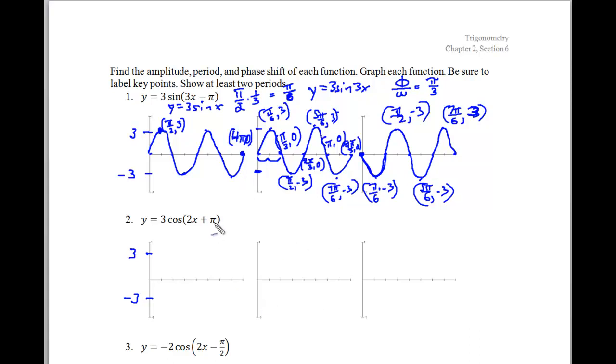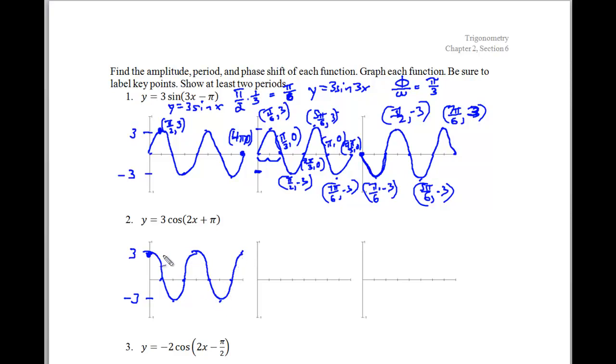And then we'll shift things over by, in this case, our phi will be a negative pi. So things are going to get a little bit interesting here. So let's start off with what cosine would look like. Starts at 3 and then moves down to the bottom to complete our first cycle right there. So there's our first cycle of cosine. And then our second cycle would do this.